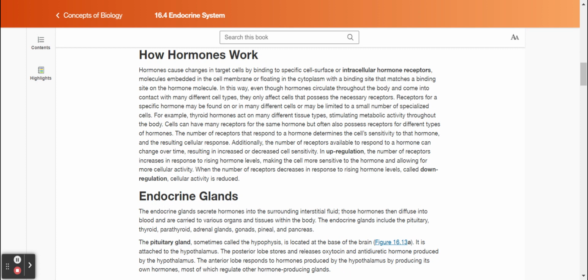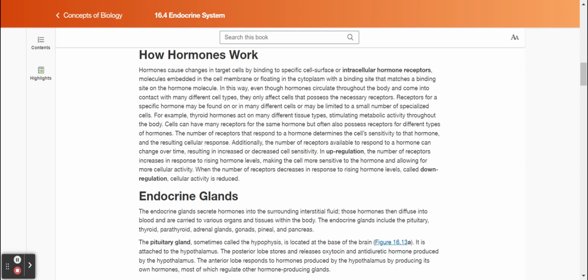Receptors for a specific hormone may be found on or in many different cells or may be limited to a small number of specialized cells. For example, thyroid hormones act on many different tissue types, stimulating metabolic activity throughout the body. Cells can have many receptors for the same hormone, but often also possess receptors for different types of hormones.